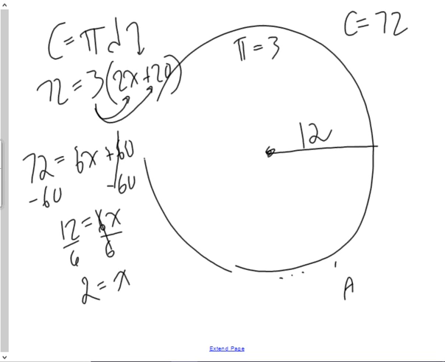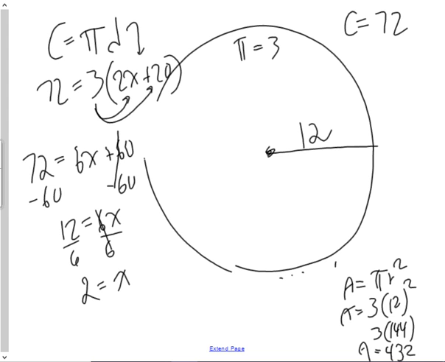Now the question actually says, what is the area? So the area is going to be pi times the radius squared, which will be 3 times 144, which is 432. That would be the area for this one. Your numbers are going to be different, but the same thing is going to happen.